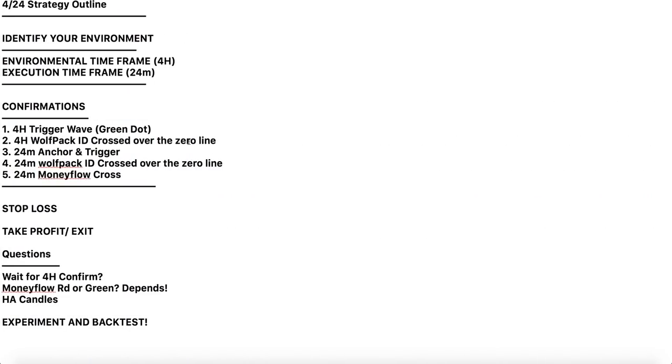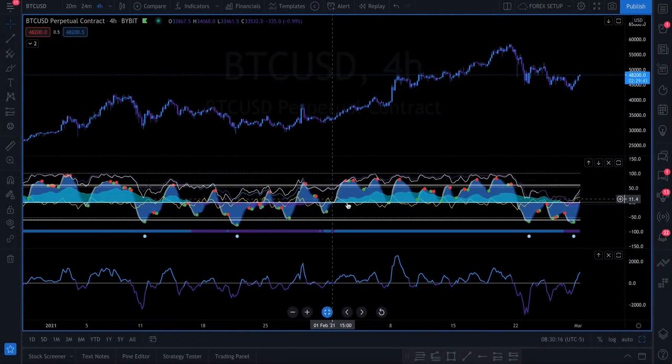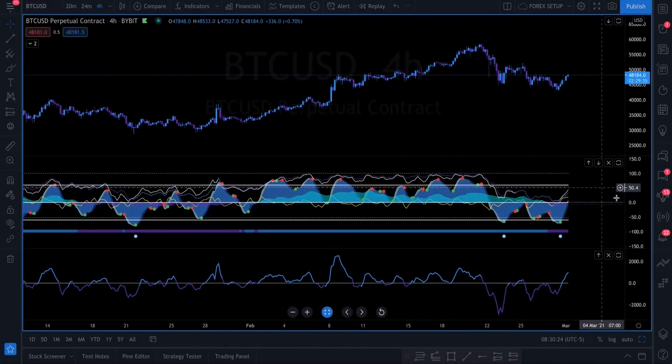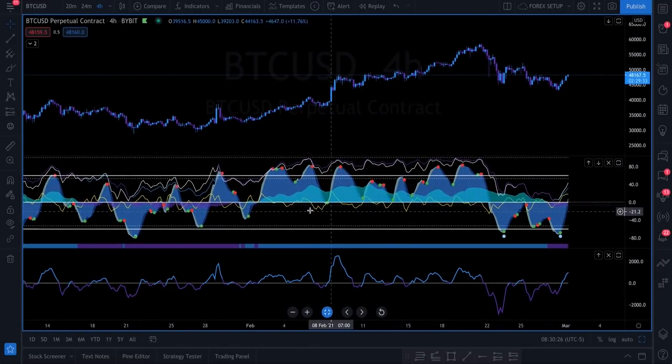Now, once we identify our environment, let's say we have identified our environment that we are in the green right here. We're going to talk about, let's say, February 5th. We've looked at our 4-hour time frame. The money flow is in the green, so we tell ourselves, okay, I'm going to be looking to enter a long position because the money flow is in the green.